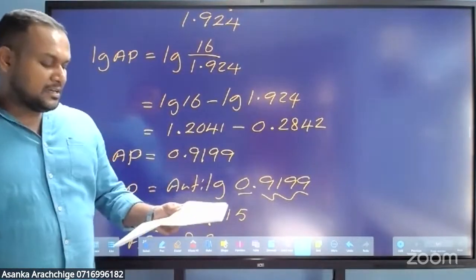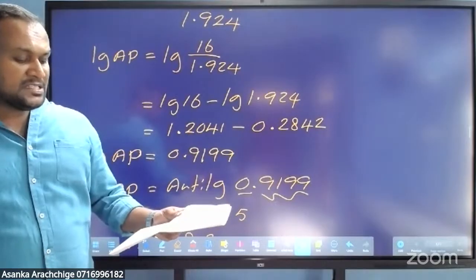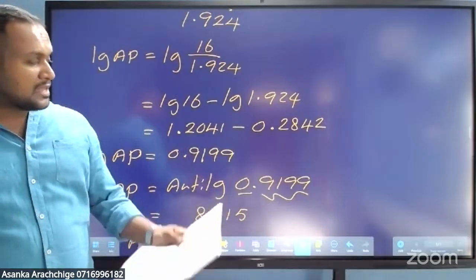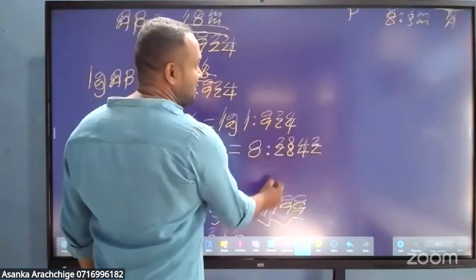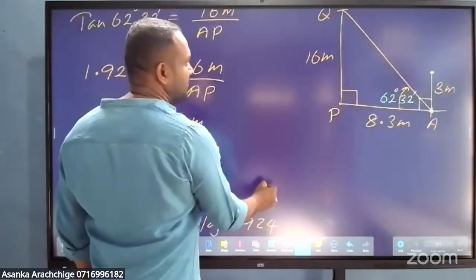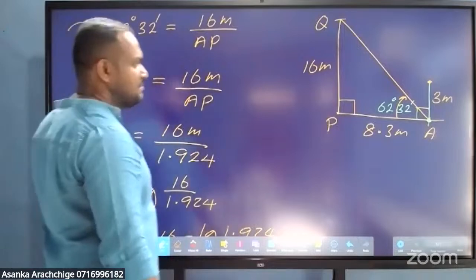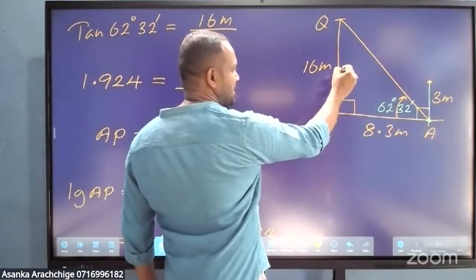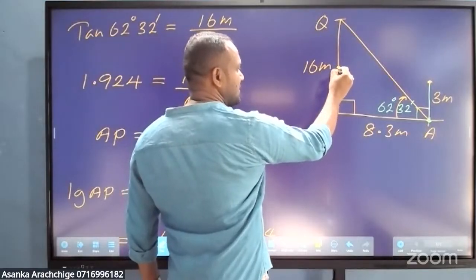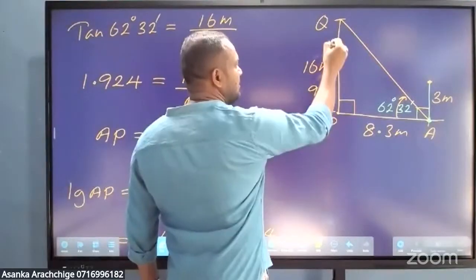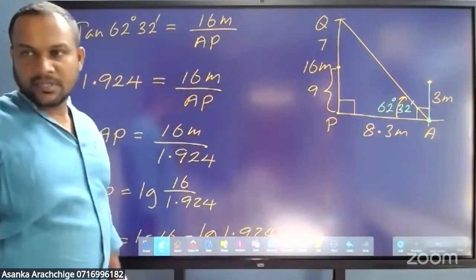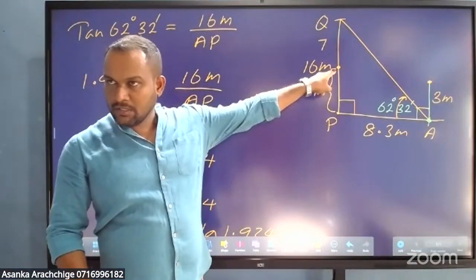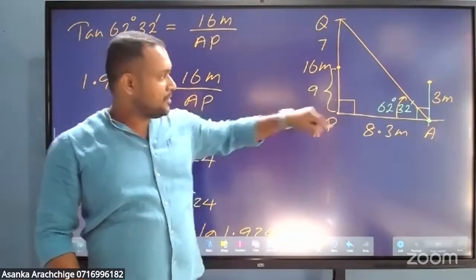When the spiral climbs down 7 meters along the coconut tree, then 16 subtract 7, that must be 9 meters. This height is 9, this is 7. Now this is the new position of the spiral.